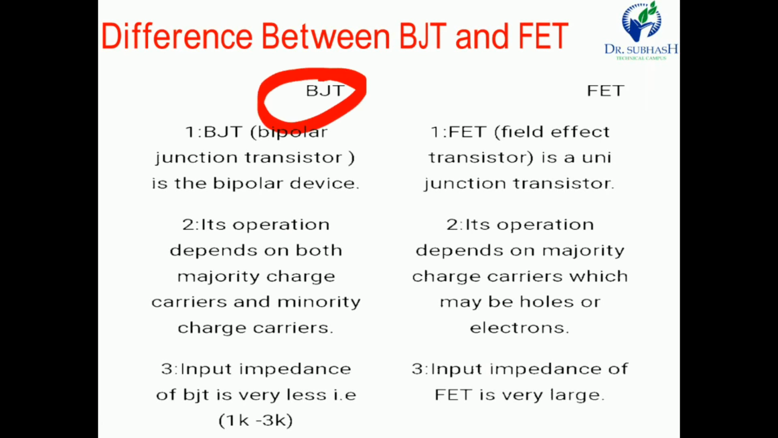In BJT the terminals are named emitter, base and collector, and in FET there are source, drain and gate terminals. So you can also write the terminal names. Now second, the operation of BJT depends on both majority charge carriers as well as minority charge carriers. We already talked about majority as well as minority.